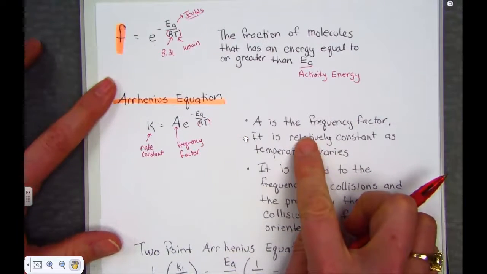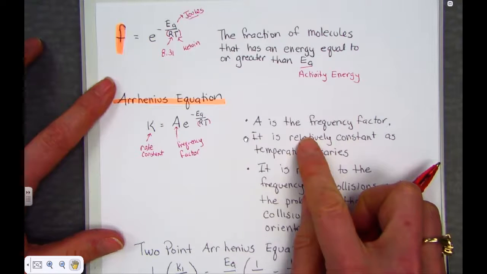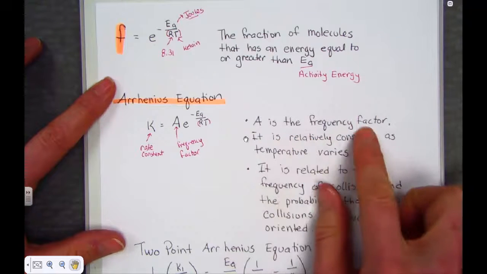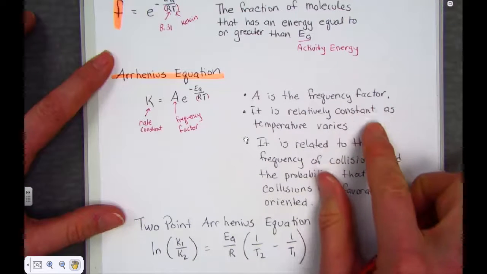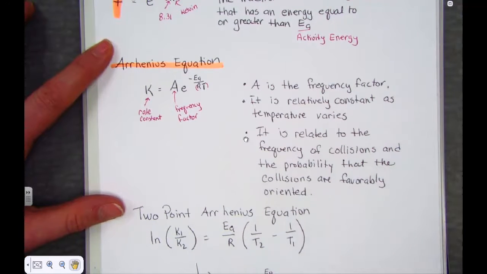I went on further to define, and just to reiterate some important notes you took from the video lesson, A is defined as the frequency factor. It's relatively constant even though the temperature varies during the Arrhenius equation. The y-intercept of our straight line is indeed a constant value, or pretty close to being constant. It's related to two things, those two criteria of how well a collision actually occurs.